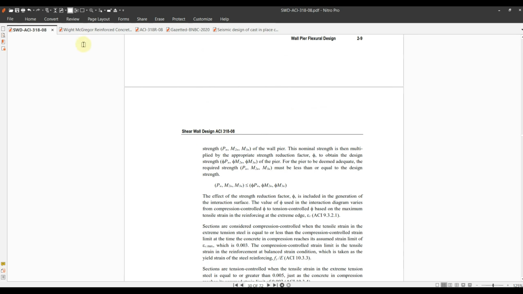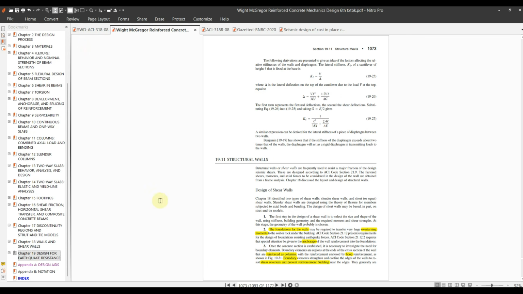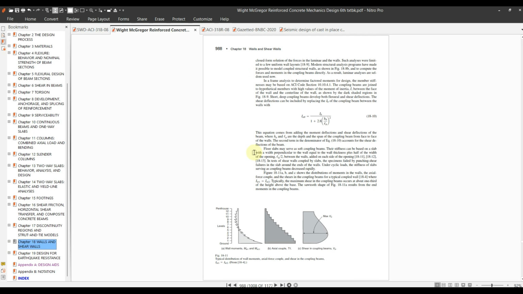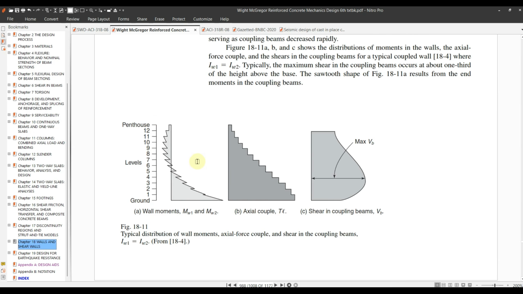To gauge the theoretical knowledge, I would suggest studying the book of Wight and MacGregor, Reinforced Concrete: Mechanics and Design, 6th edition. In the 18th chapter, you will find walls and shear walls. The basic design principles are discussed in this chapter, so you will know how this works. You see the bending moment here, how the bending moment works in a shear wall. At the top it is zero, then it gets a positive or negative value, then the reverse sign develops.